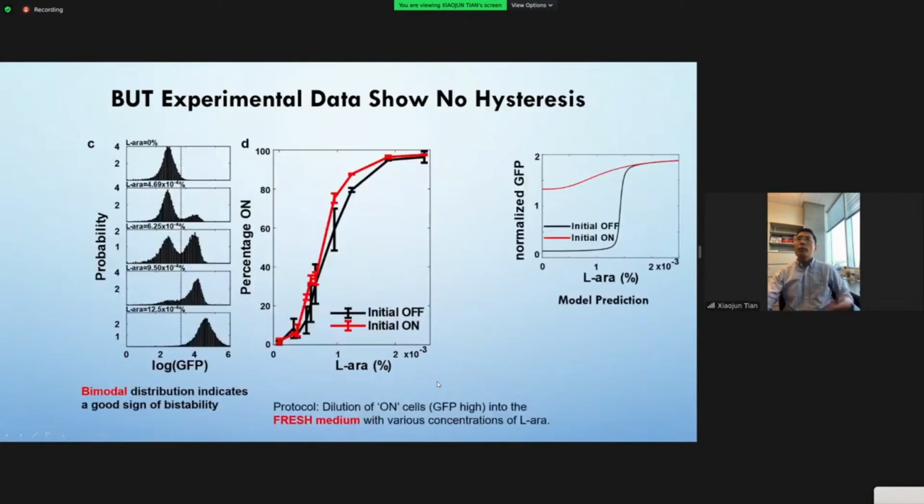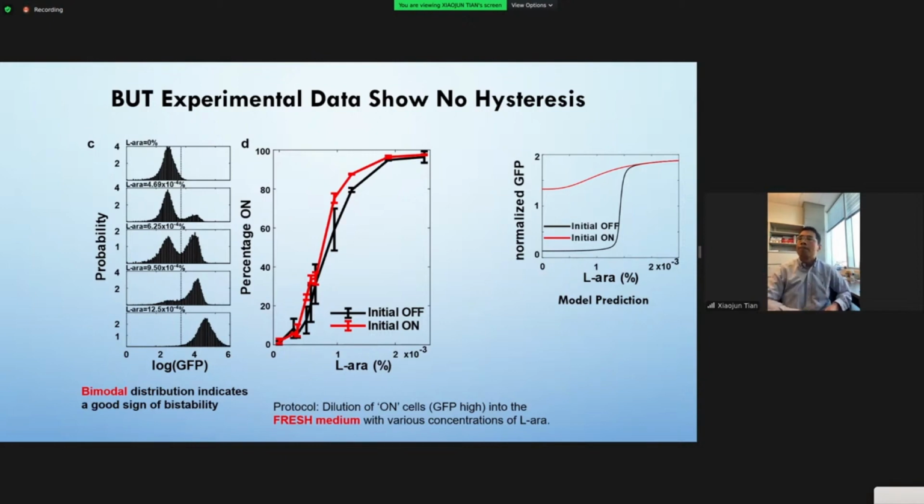And then we put the circuit into the cell. First, we measured the distribution of the cells by GFP, right? And when we increase the inducer, what you can see from here is the cells change from no GFP to high GFP levels. There are clearly two populations in the cells. That is a very good sign for bistability, right? This bimodal distribution is a good sign, but that's not enough to prove this is bistable, because maybe the ultrasensitive circuit could also have a bimodal distribution.